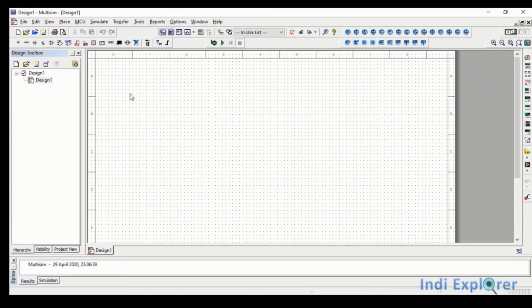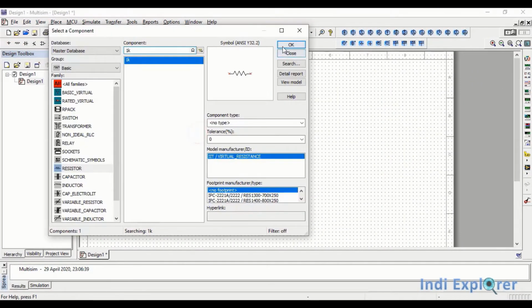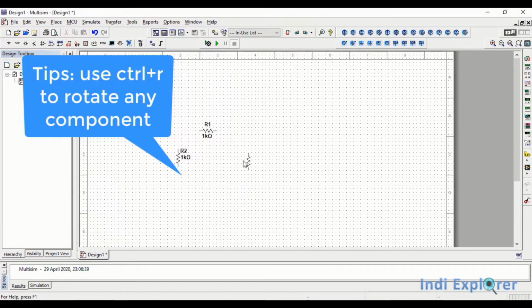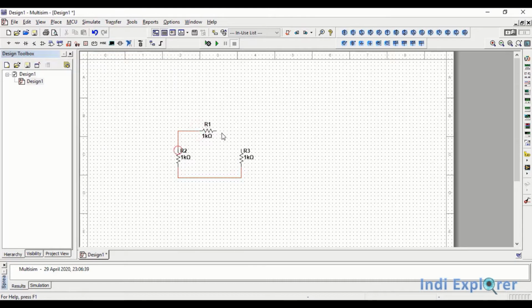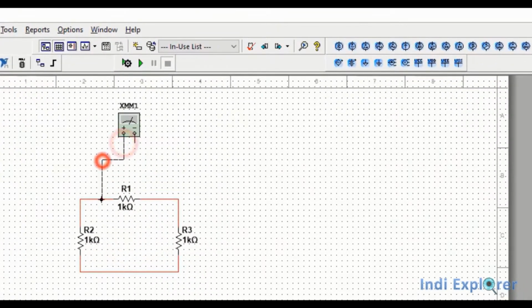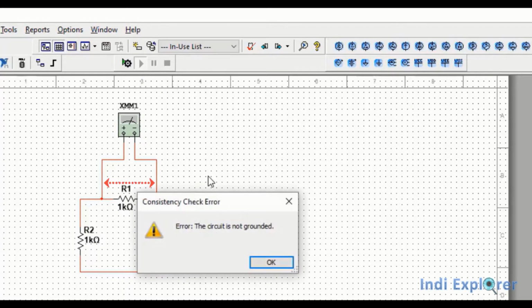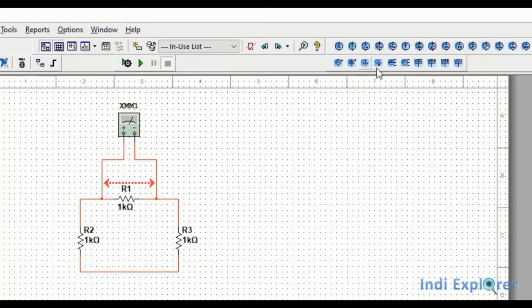Let's start with drawing a resistive circuit to simplify the discussion. Using the multimeter, we will measure equivalent resistance across these points. Pressing this button or F5, we can start simulation and the tools start operating. Oh, we got an error. See the error? We forgot about grounding the circuit, one of the basic mistakes we make in early days of learning. Let's ground the circuit and run.